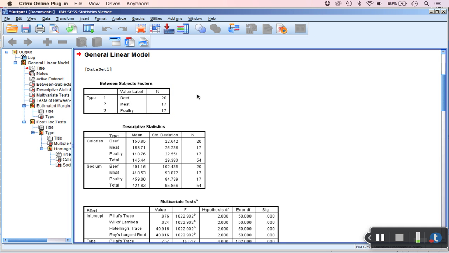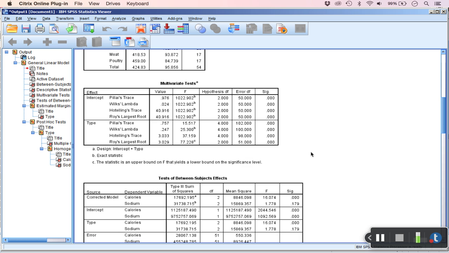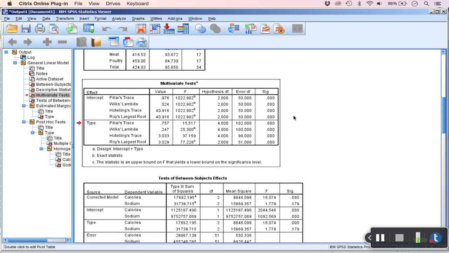So you can see that ran incredibly quickly. We have this first box of output that just tells us how we labeled our hot dogs, how many were in each category. We have our descriptive statistics for both calories and for sodium. You can see the breakdown of it there.